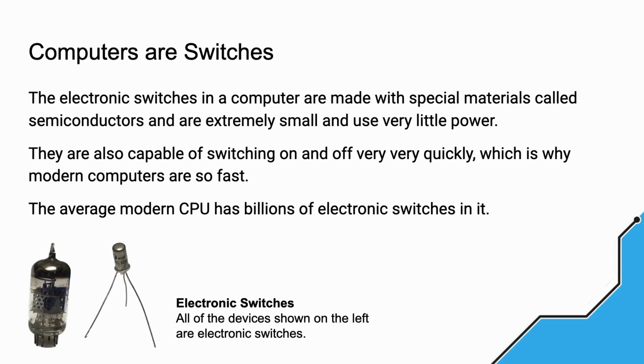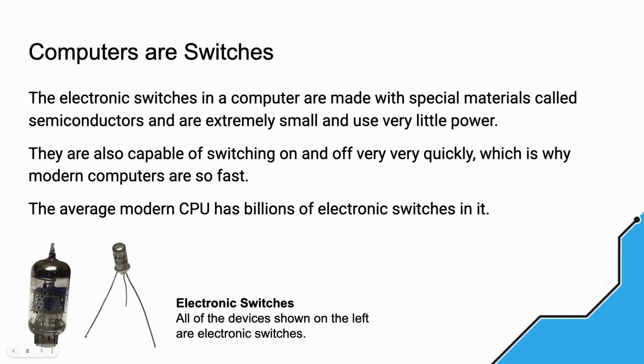The electronic switches made in computers, especially modern computers, are made with special materials called semiconductors and are extremely small and use very little power. And given that an iPhone 15 has 15 billion transistors in it, it's good that they don't use much power, otherwise you'd have a very hot phone. They're also capable of switching on and off very, very quickly, which is why modern computers are so fast. And given that the average modern CPU has billions of electronic switches in it, they have to be very small.